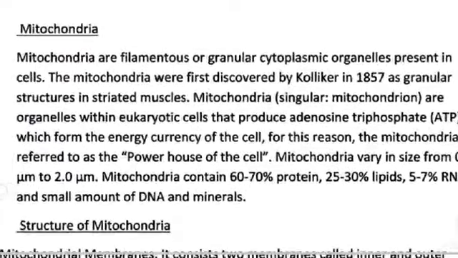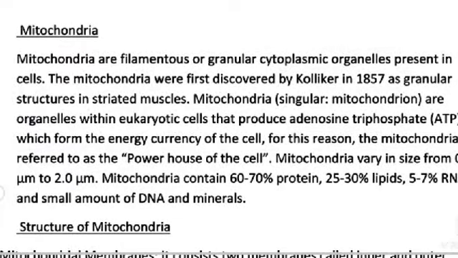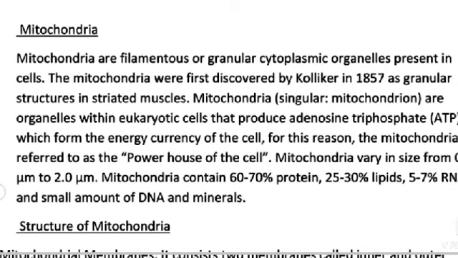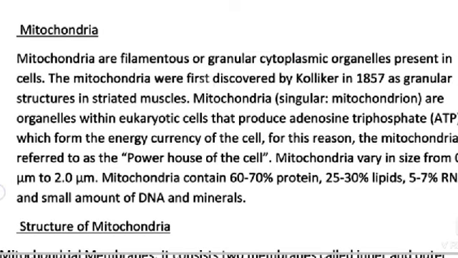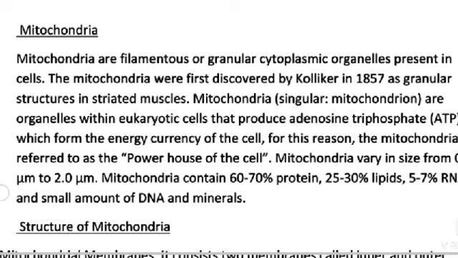Mitochondria. Mitochondria are filamentous or granular cytoplasmic organelles present in the cell. Mitochondria were first discovered by Kölliker in 1857 as granular structures in striated muscles. Mitochondria, singular mitochondrion, are organelles within eukaryotic cells that produce adenosine triphosphate, which forms the energy currency of the cell. For this reason, the mitochondria is referred to as the powerhouse of the cell.